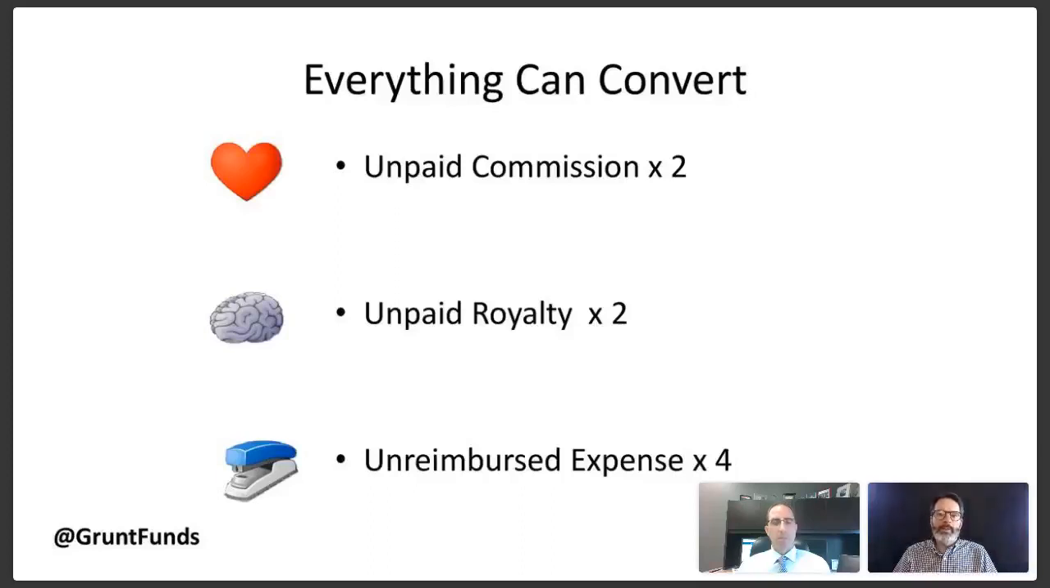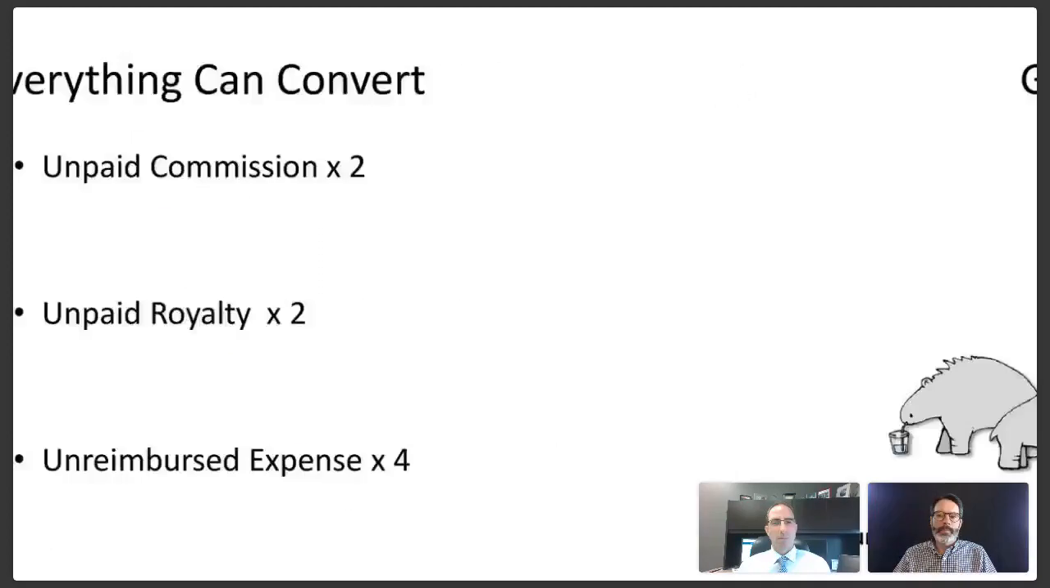Office supplies and things like that, unreimbursed expenses, are times 4. Everything has a fair market value. It's either cash or non-cash.